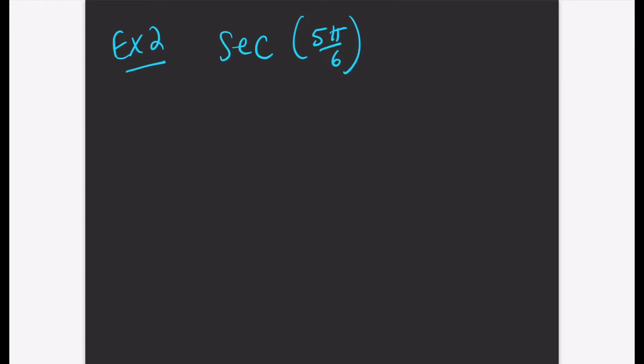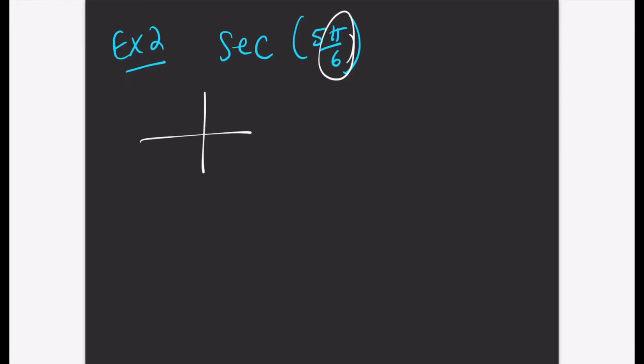Now, for example 2, we are doing the secant. We're evaluating the secant of 5 pi over 6. We have to find our reference angle first, but keep in mind that secant is the reciprocal of cosine, so we're going to use that in a minute. So let's find our reference angle first.